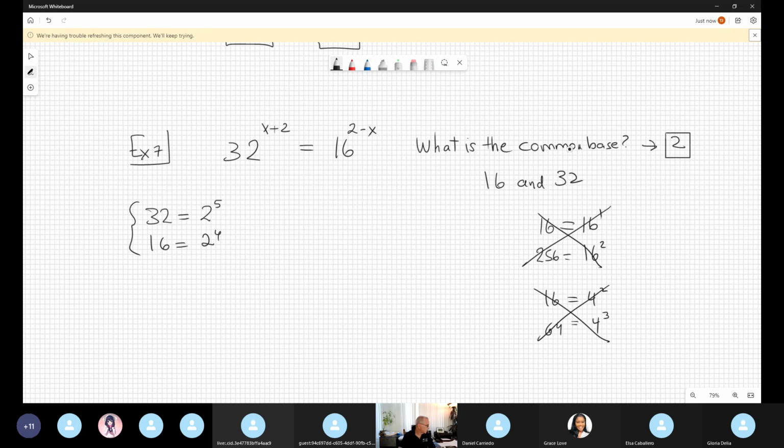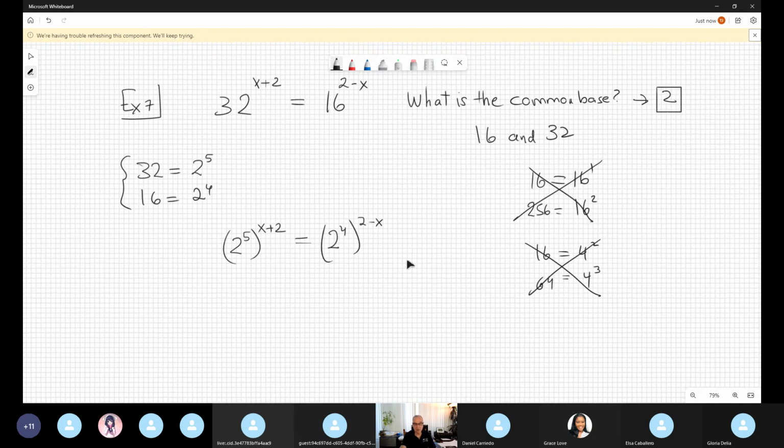That made more sense. That's it. Now 32 is 2 to the 5th power. You replace it by the expression that contains the common base, x plus 2. And 2 to the 4th power, you replace, the exponent is 2 minus x. You don't touch the exponent. The only action is to replace 32 and 16 using the corresponding power with the common base.